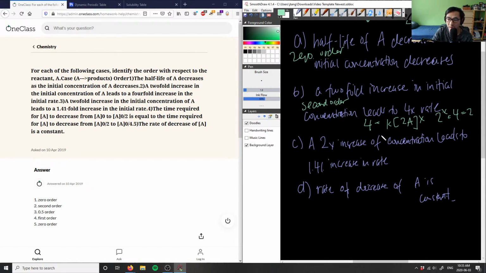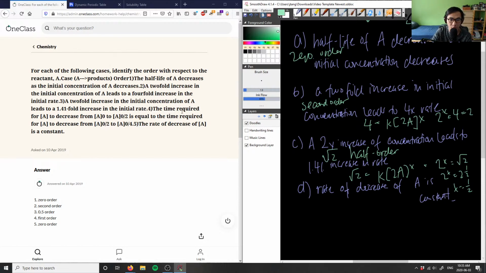C here is a 2x increase of concentration leads to a 1.41 increase of rate. You could also visualize 1.41 as the square root of 2 here. I believe that's the square root of 2. Let me just check that for you. Yeah. So you can think of it as 1.41 is root 2 here, increase in rate, times K times 2A to the power of x here, which means I'm going to have 2 to the power of x, which equals root 2. Or you can write root 2 as 2 to the half here, which means x here has to be equal to half. So this here is going to be a half order.